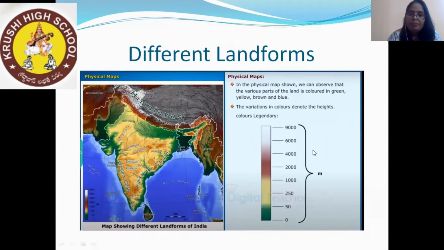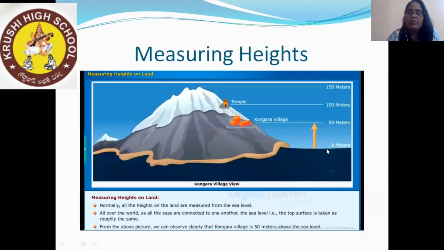So next, coming to measuring heights. Generally, how is the height of a place measured? We'll take a small example. Normally all heights on the land are measured from the sea level. So the 0 meter is considered as the sea level. The sea level is considered as the 0 meter.